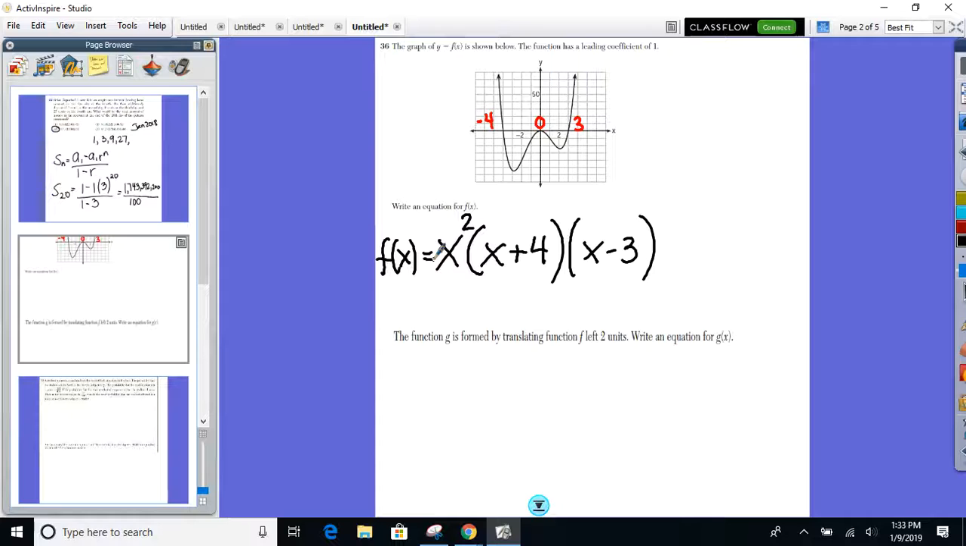Everyone all good on how I came up with that? And here's the good news. You don't need to double distribute or multiply, you're done. You can leave it just like that. Okay, we're done, guys. Leave it.